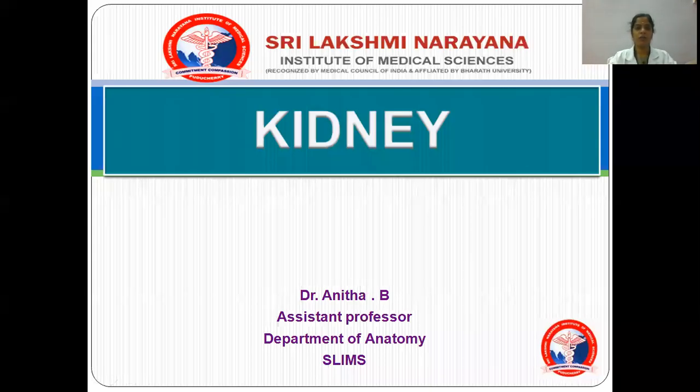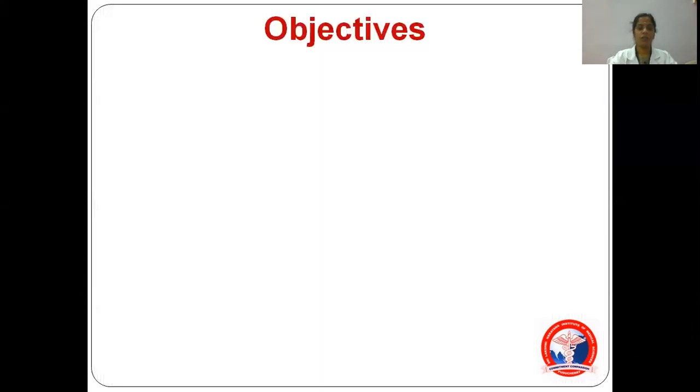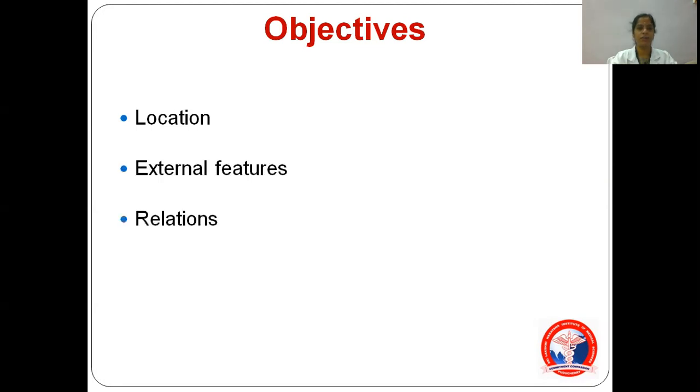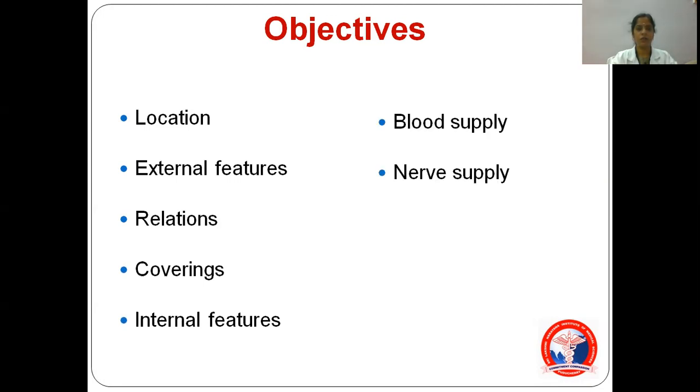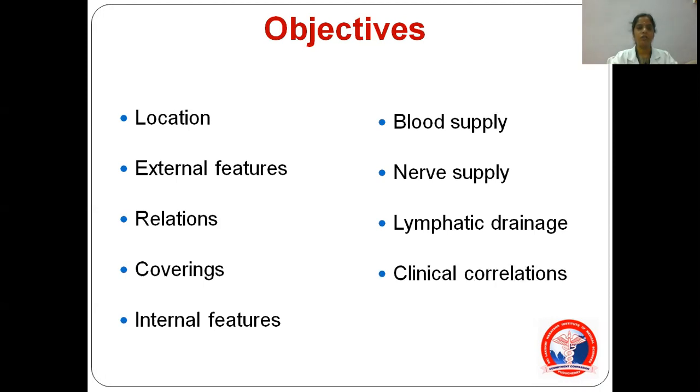Good morning, everyone. Today we are going to see about the kidney, gross anatomy of kidney. In this class, we are going to see about the location of kidney, external features of kidney, relations of kidney, coverings of kidney, internal features of kidney. Then we are going to see about blood supply, nerve supply, lymphatic drainage, and a few clinical aspects also. Okay, so we'll go into the topic now.